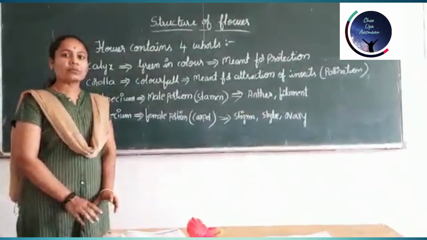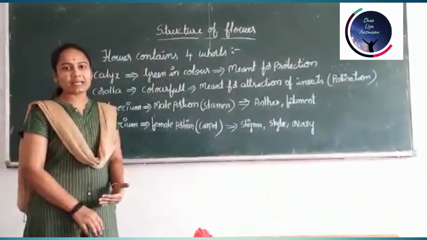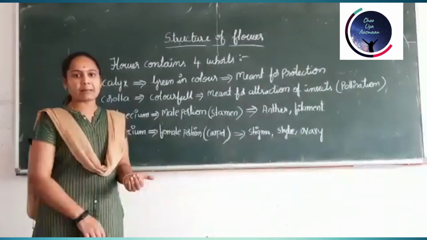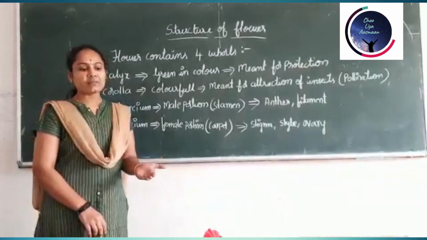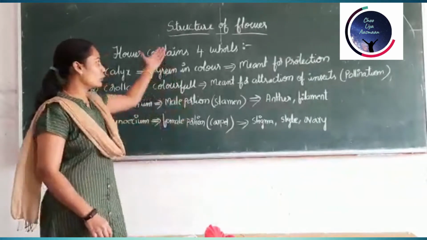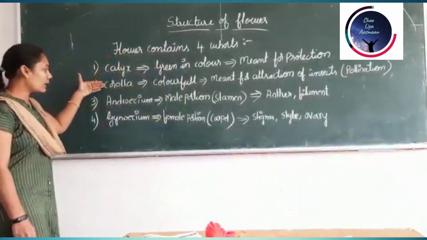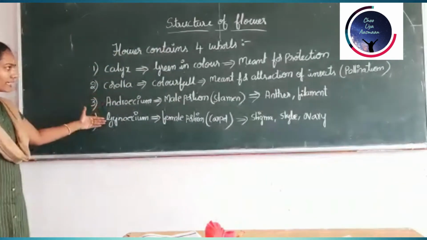contain only one, either male or female gametes. Bisexual flower means flowers contain both male and female gametes. So normally every flower will have 4 whorls. Those 4 whorls include the calyx, corolla, androecium and gynoecium.